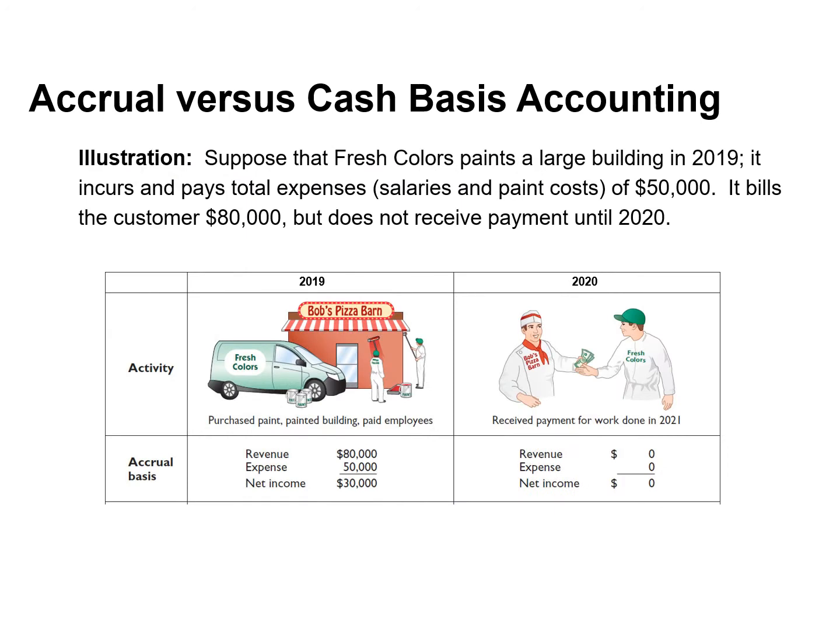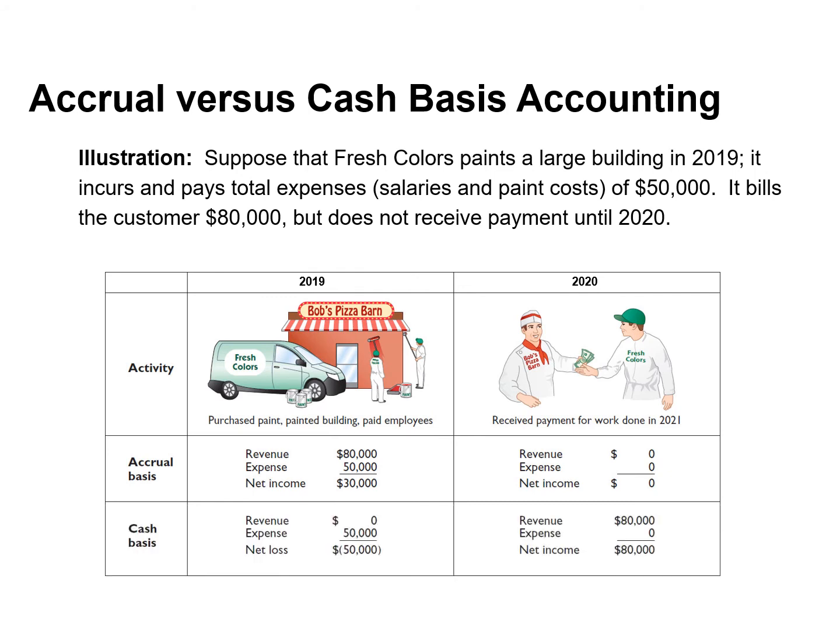Fresh Colors paints a large building in 2019. During this period, it incurs and pays total expenses, which represent salaries and paint costs, of $50,000. It bills the customer $80,000, but does not receive payment until 2020. On an accrual basis, Fresh Colors reports $80,000 of revenue during 2019 because that is when it performed the service. The company will match the expenses of $50,000 to the $80,000 of revenue so that in 2019, net income is $30,000. It would report no income in 2020.